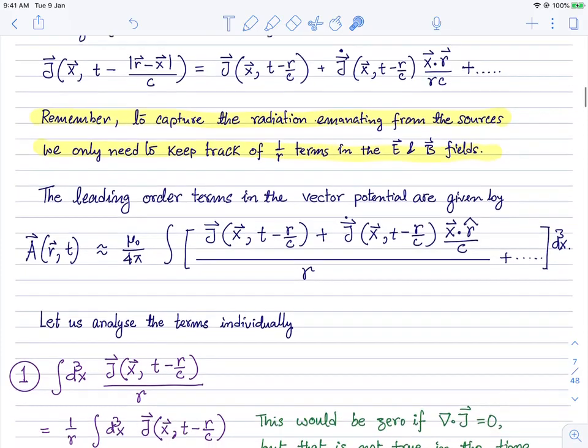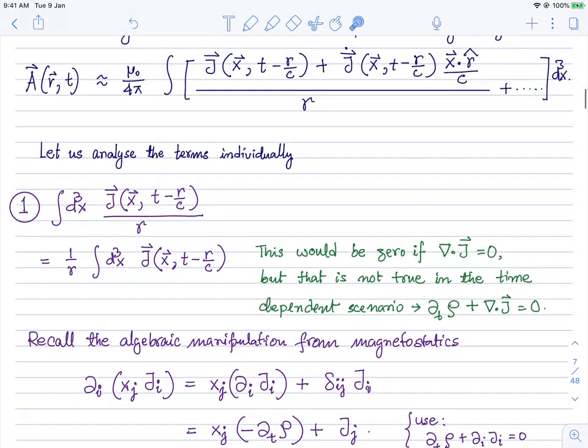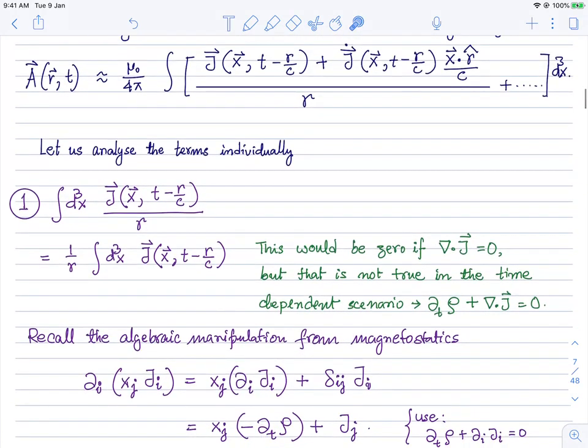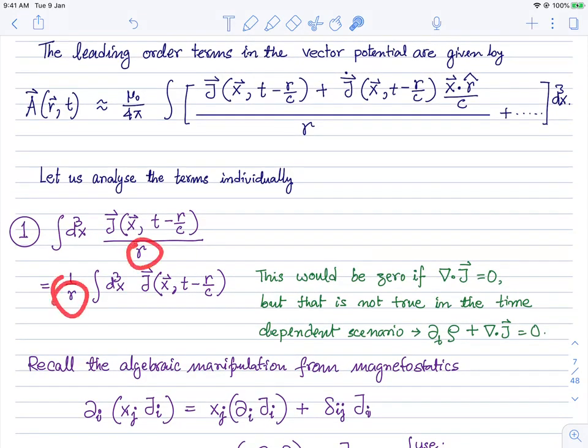Now let us proceed. What we want to do is to consider these two terms term by term. And so the first term, essentially we can pull the r outside this integral. We can pull the r outside the integral, then we have the volume integral of the current.